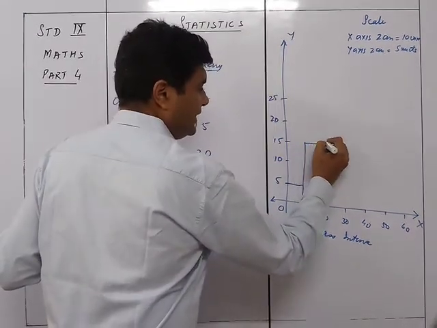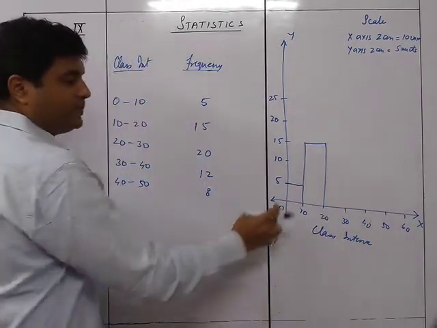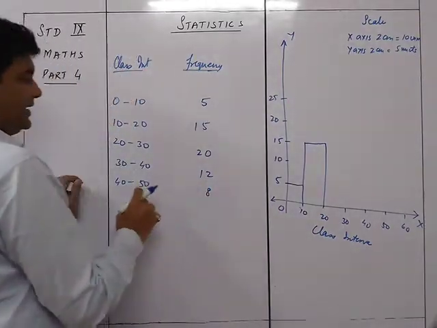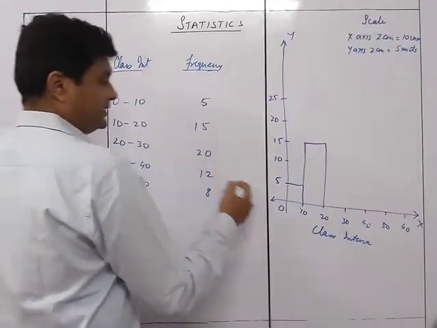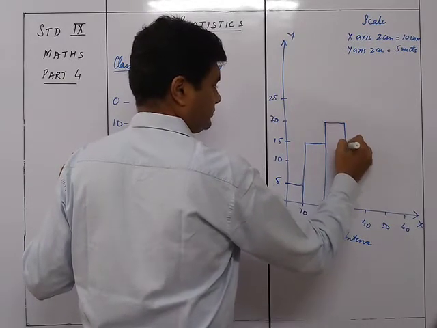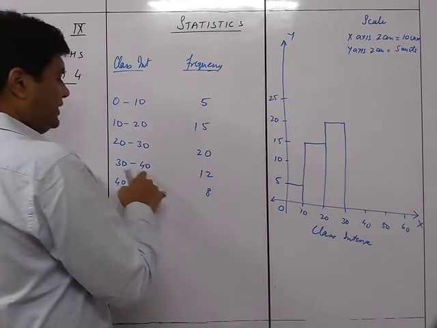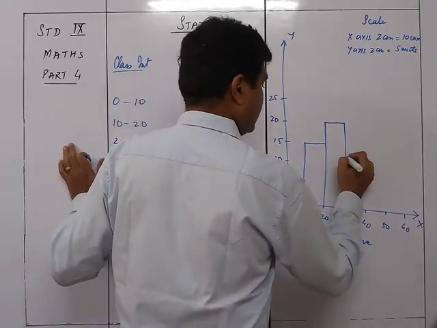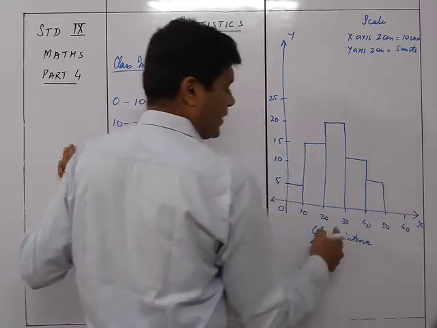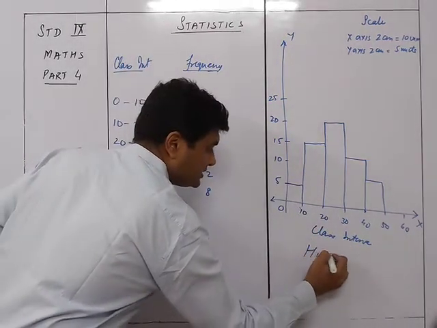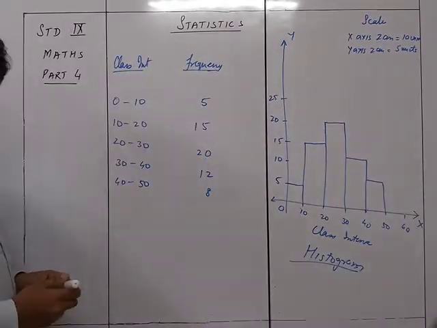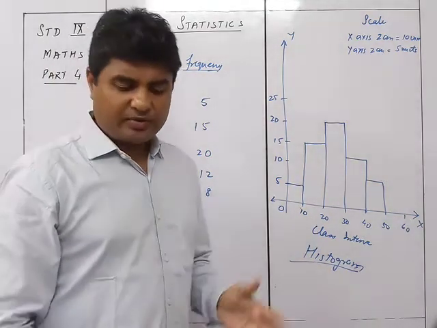So you can see that it is a bar graph, but the only thing is that the columns over here which are made, they are touching each other. They are continuous ones. So 20 to 30 is 20, so this comes to 20. Then 30 to 40 is 12, so 12 will be here, and then 8 will be here. So this is the required histogram. This is the histogram we require for this data. Very simple. The histogram is very simple.